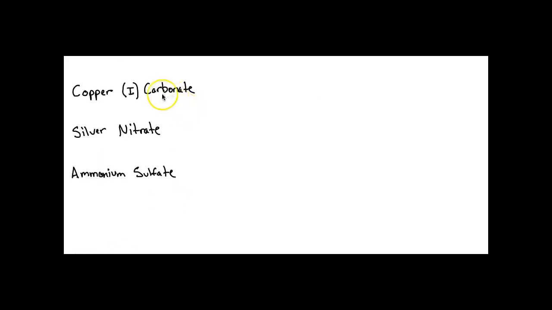Okay, so now we're going to try going the other way. We are going to start with our name, and we are going to write out our formula. In our first example here, we have copper 1 carbonate. And we know that our symbol for copper from the periodic table is Cu, and by looking at our polyatomic ion chart for carbonate, we know that the symbol for that is CO3.